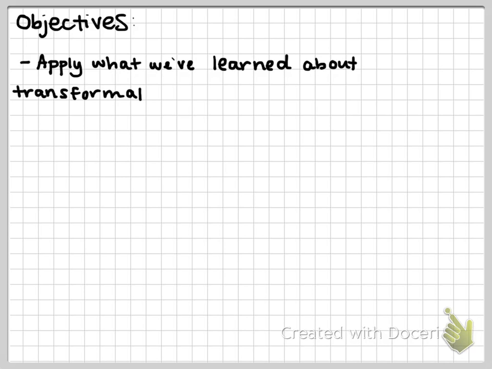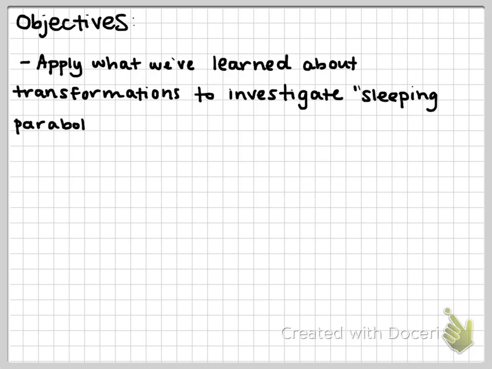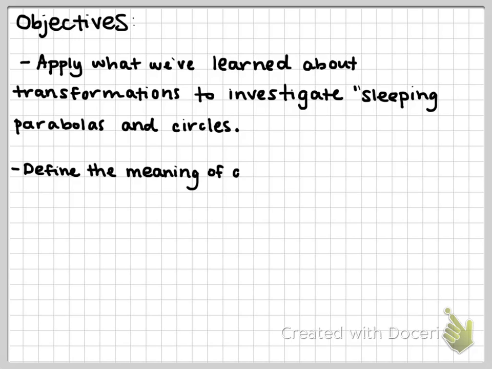Alright, so you should have your toolkits out because we're going to add 2 new parent graphs to our toolkits today. We're going to apply what we learned about transformations to investigate 2 new parent graphs that are going to be a sleeping parabola and a circle. And so we'll talk about what those look like in just a second. We're also going to define the meaning of a non-function.